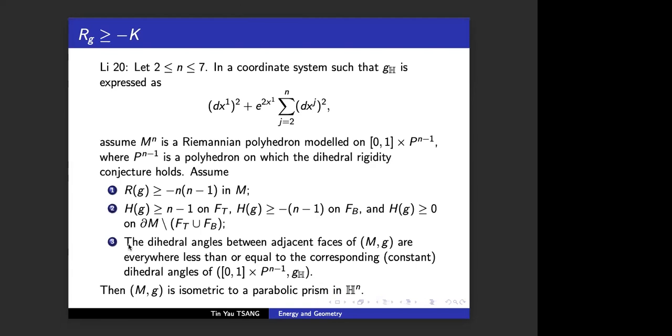So the idea of proof is exactly the same, but this time we are not only considering minimizing the area. This time we want to minimize the function, which is as follows, which is the area of the boundary of omega.